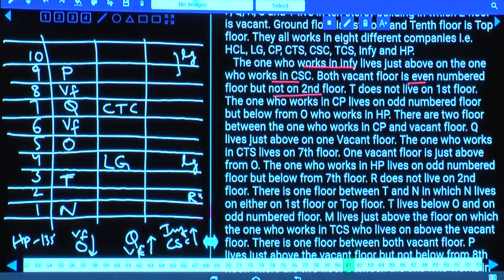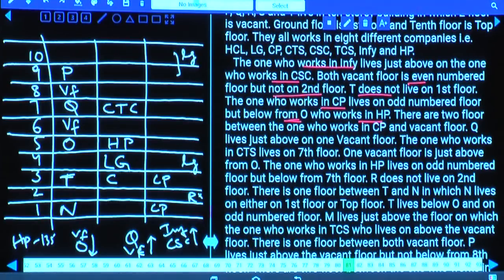Both vacant floors are even number floors, but not on the second. T does not live on the first floor. The one who works in CP lives on an odd number floor below O. CP, odd number floor below O. Where should that be? That must be on the third floor. O works in HP, and CP is below this O on an odd number floor. This CP can be either on the first floor or on the third floor, isn't it? There are two possibilities or not?